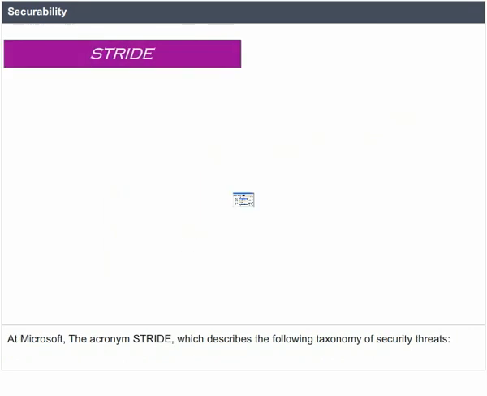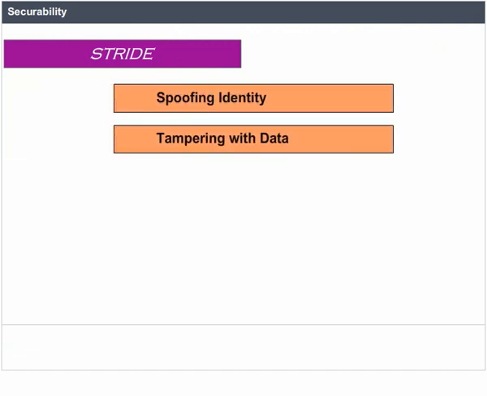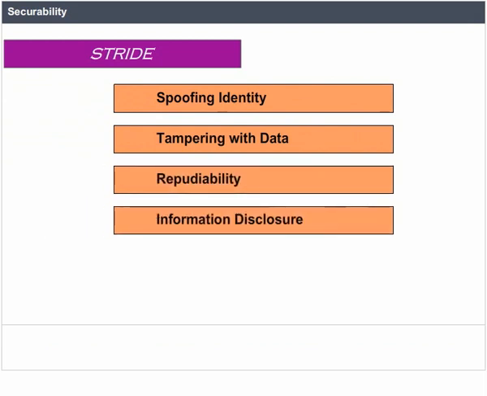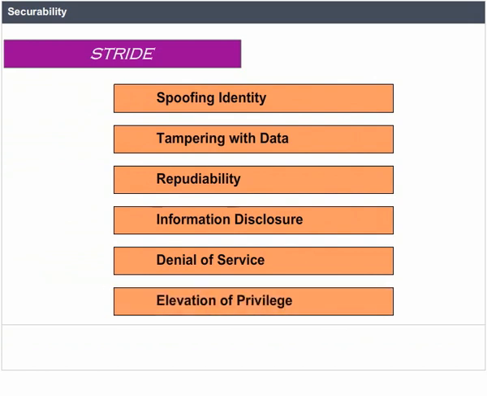At Microsoft, the acronym STRIDE is used to describe the following taxonomy of security threats. S for spoofing identity, T for tampering with data, R for repudiability, I for information disclosure, D for denial of service, E for elevation of privilege.